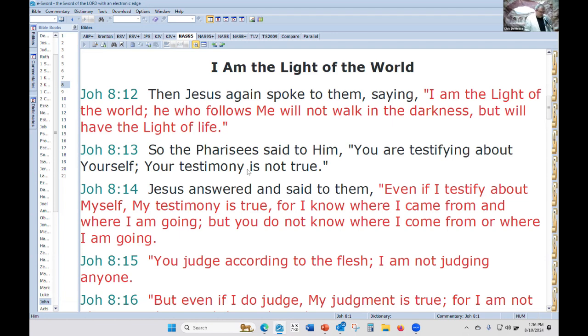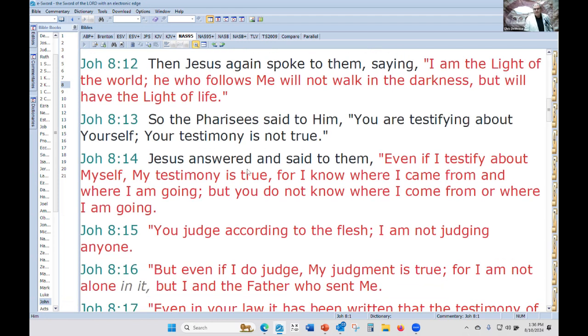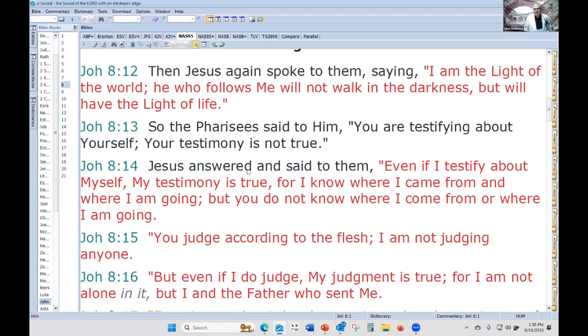Right. Moving on. I am the light of the world. He who follows me will not walk in the darkness, but will have the light of life. Okay. Whole sermon off that one, right?